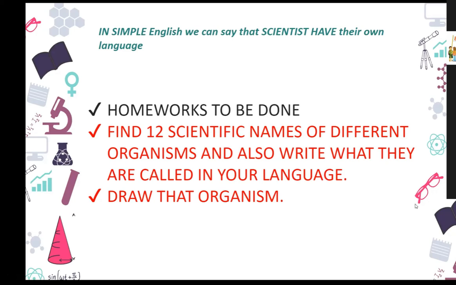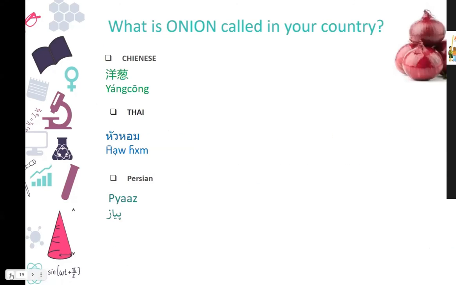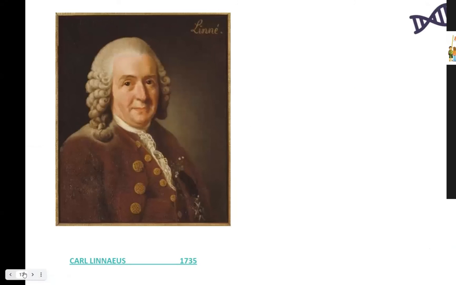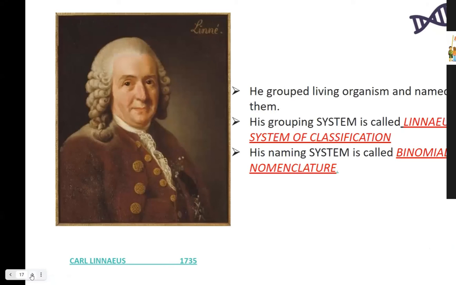I have a question. Yes, please go ahead. Can you go back to where you were saying his grouping system is called blah blah blah? I don't know what the name is. I want to write it. This slide? Wait. Yeah. I'll just write it quick. Linear system of classification by Linnaeus. Yes, Ayan, what's your question here? No, I just wanted to write it. Okay. By the way, if you want to see this PowerPoint slide, it's on Google Classroom. You can go and check it out.